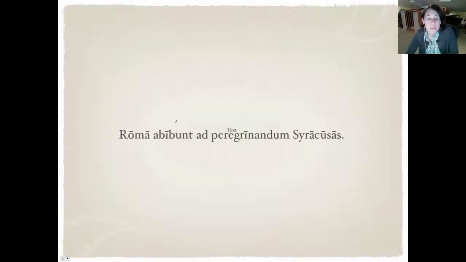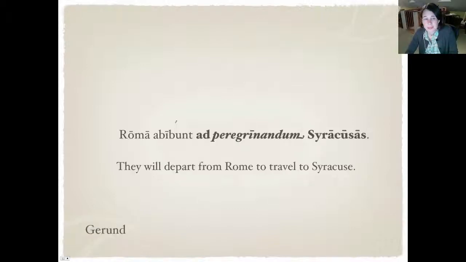Roma abibunt ad peregrinandum Syracusas. They will depart from Rome. Again, note the use of Roma in the ablative without a preposition, meaning place from which, to travel to Syracuse. This is an example of a gerund, okay? Peregrinandum doesn't modify any other word in the sentence. It's in the neuter. It's in the singular. It's a gerund.